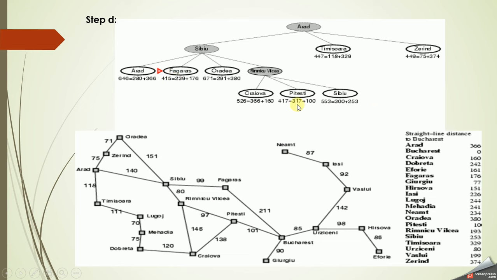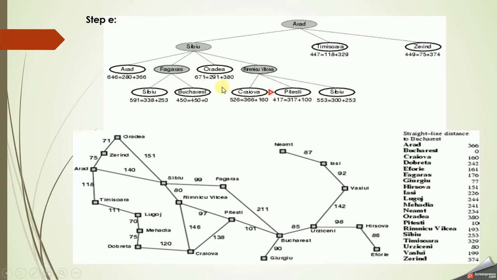Here the minimum is 417. But in memory it knows that there exists a node which has a lower cost than that of Pitesti, that is Fagaras, which is having 415. So it will pick that particular node and then expand. Okay, that is the main difference in A star search. So now we have 415.